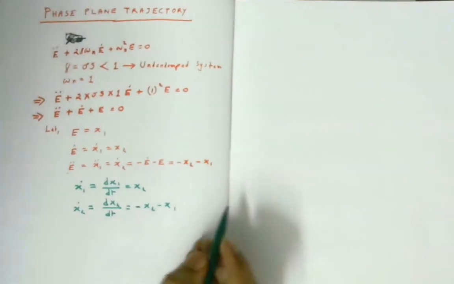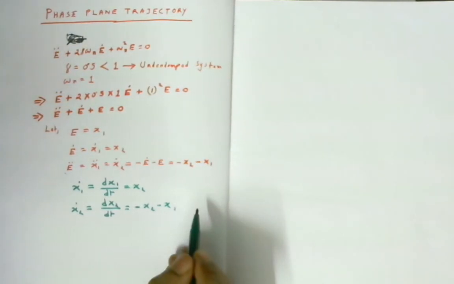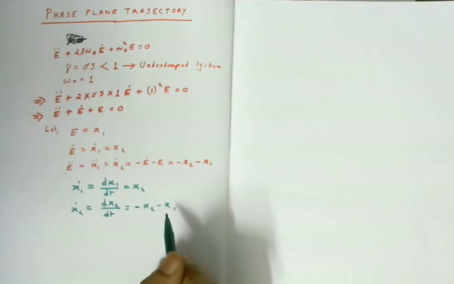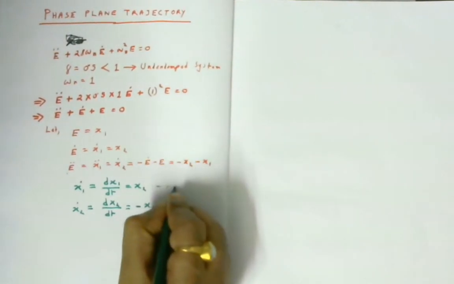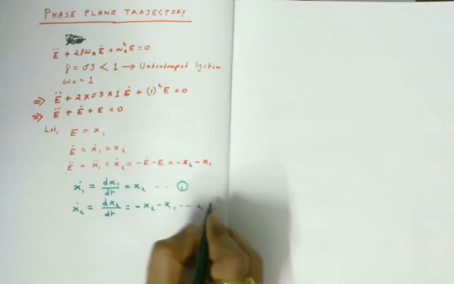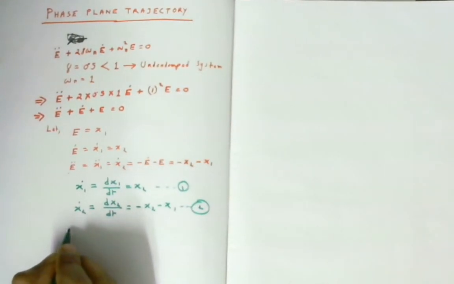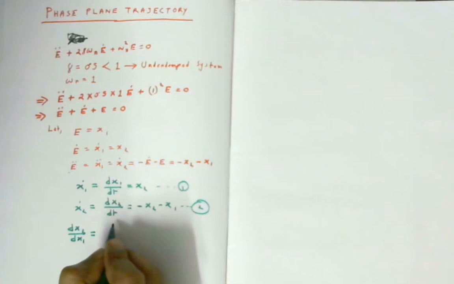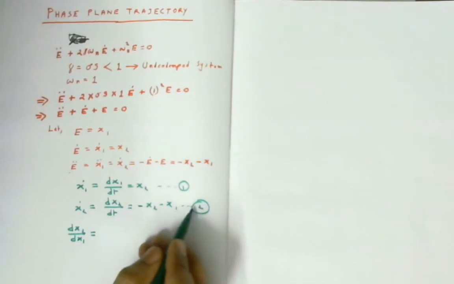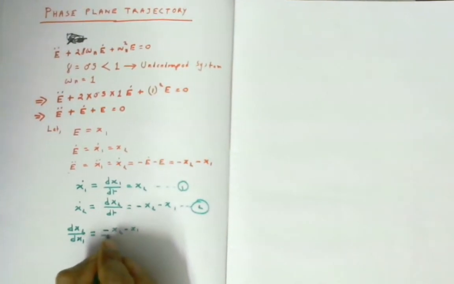Okay, what is the next step? The next step is the slope of the trajectory, and you know that I have to eliminate the time. So if this is equation 1 and this is equation 2, then the slope of the trajectory is dx2 by dx1. If you divide equation 2 by equation 1, it will be minus x2 minus x1 by x2.